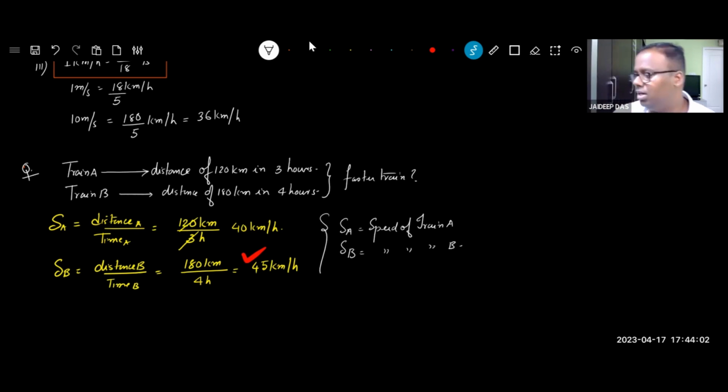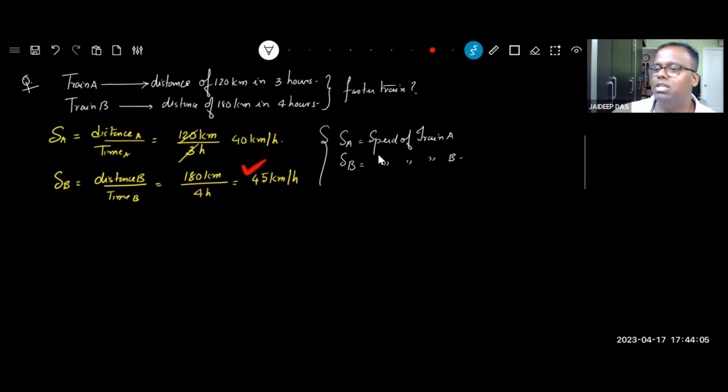Conversions we learned. We learned how to calculate speed and take decisions. Let's go to the next problem. Now slowly your problems will build up. Okay. Next problem talks about a car.